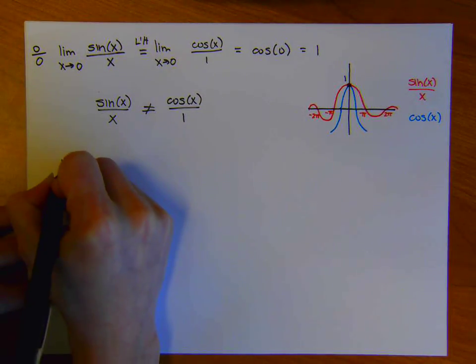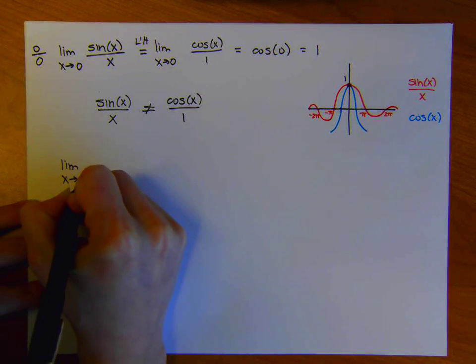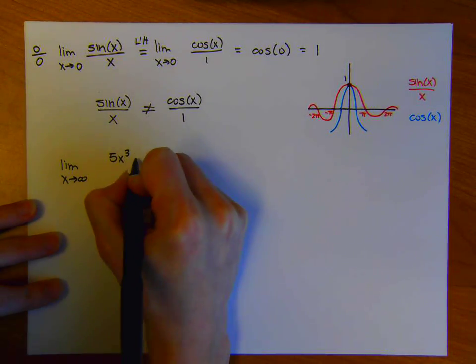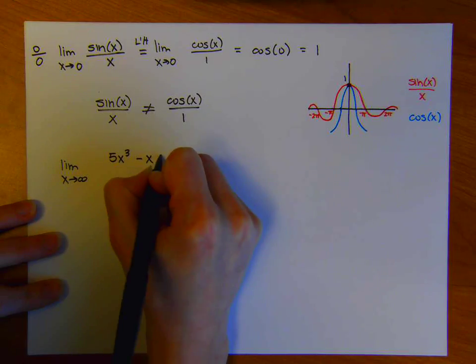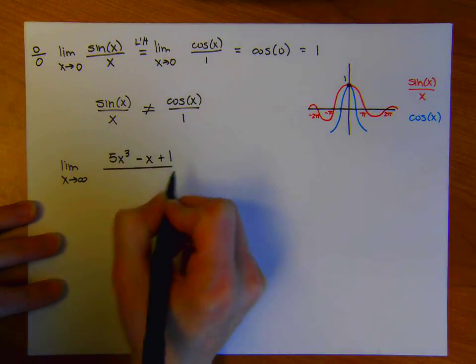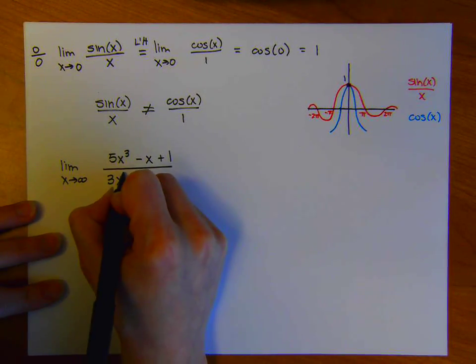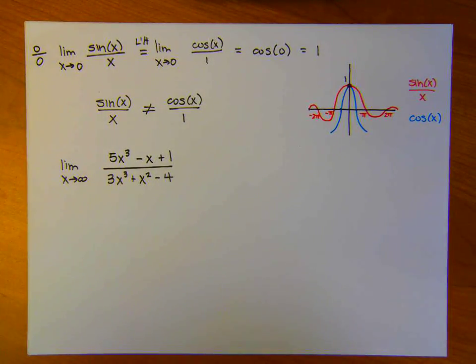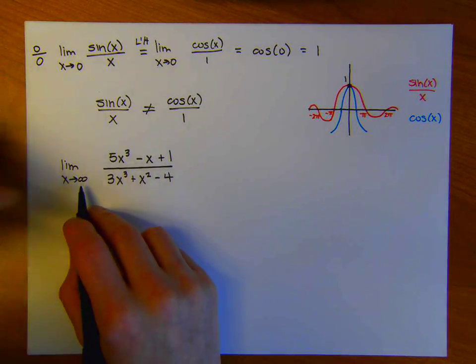Let's take a look at the limit as x approaches infinity of 5x cubed minus x plus 1, all over 3x cubed plus x squared minus 4. Now, we're approaching infinity here.